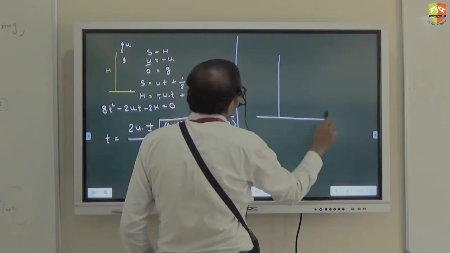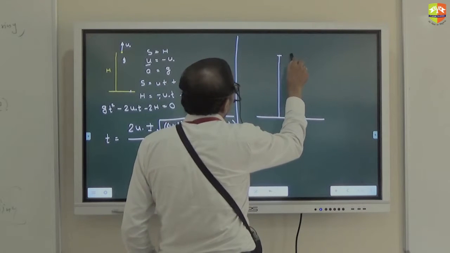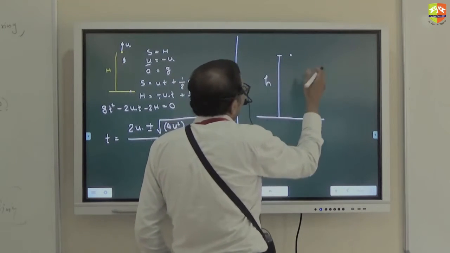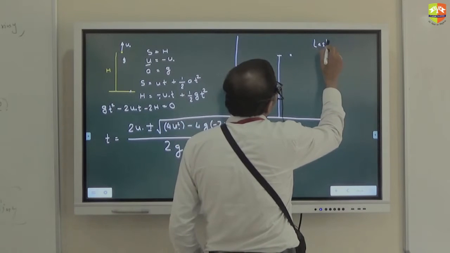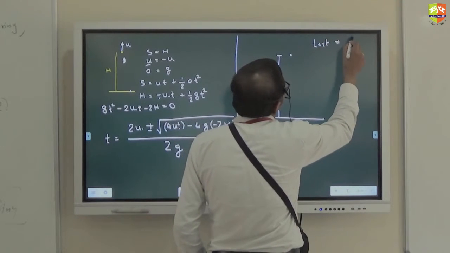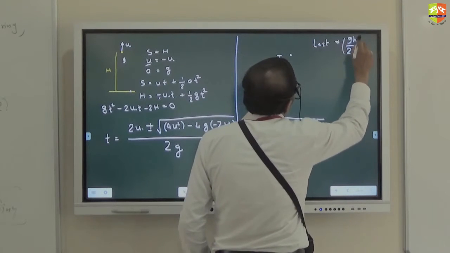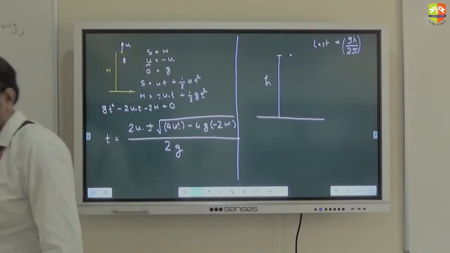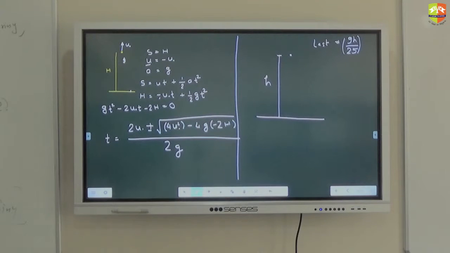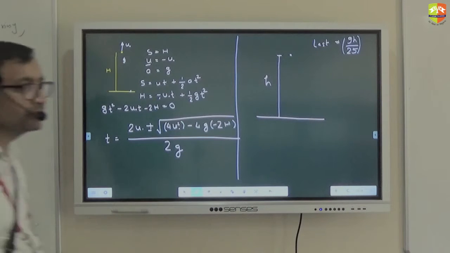Have you drawn a diagram? Ball is dropped from here, height h. In the last second, it has traveled a distance of 9h by 25. Find out the height. It is dropped. Dropping means initial velocity is zero.